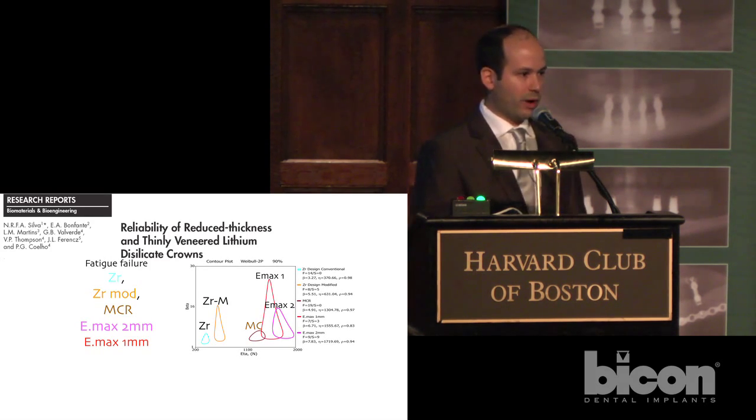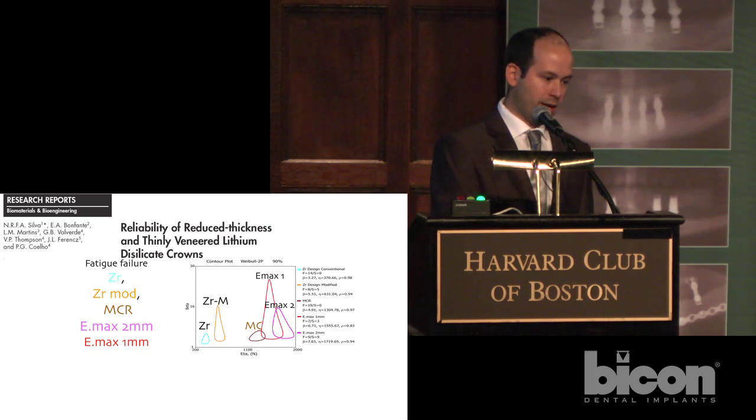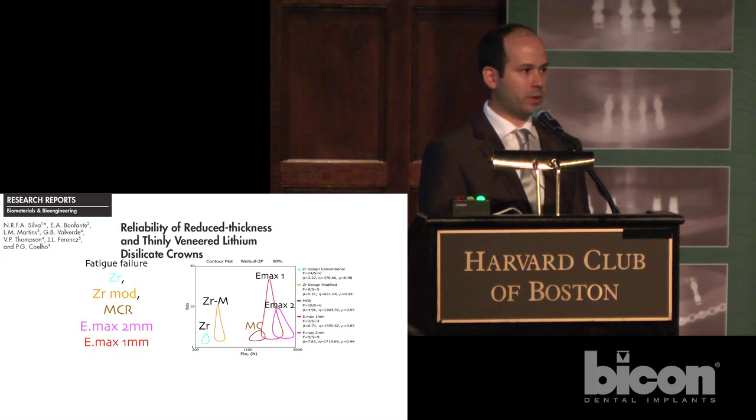So from this graph, which pretty much has characterized most of the relevant materials that are out there for porcelain veneered reconstructions, we see that yes, we have materials that can perform as well as or even outperform the fatigue strength of metal ceramics.